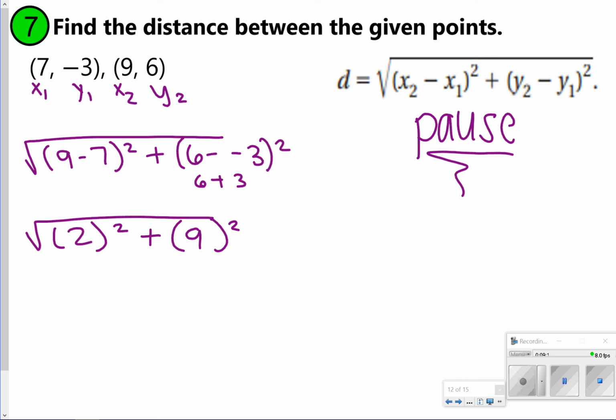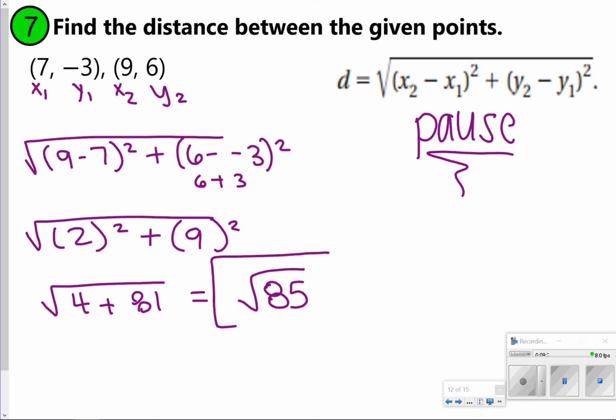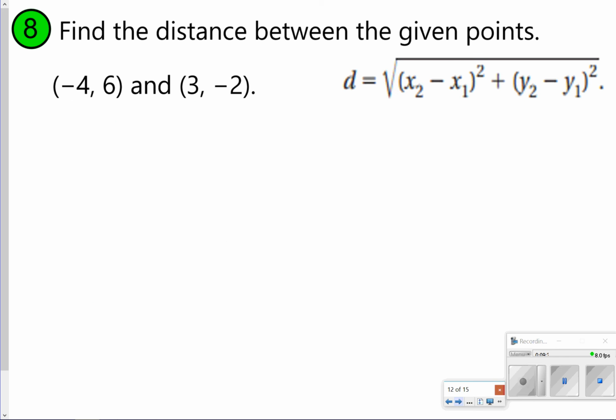Okay, then we're going to continue working on that. 2 squared is 4, and 9 squared is 81. And you're just adding 4 and 81 together to get 85, keeping the square root sign because there is no perfect square for the square root of 85. Last one, here's number 8 in your notes. Again, let's pause the video, find the distance between the 2 points using the distance formula, and then click play when you're ready to check your work.